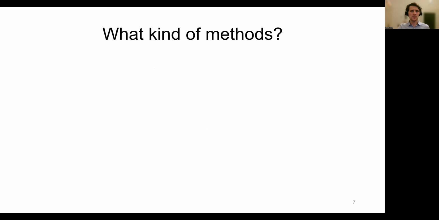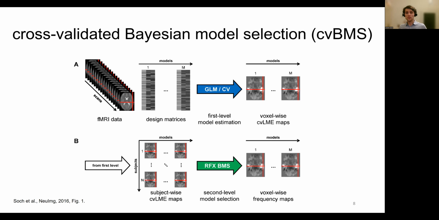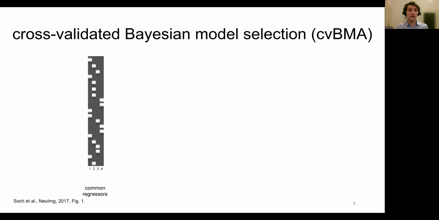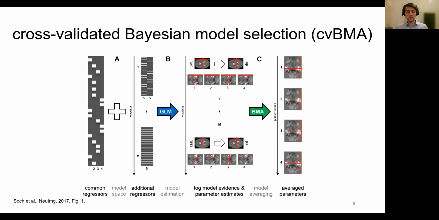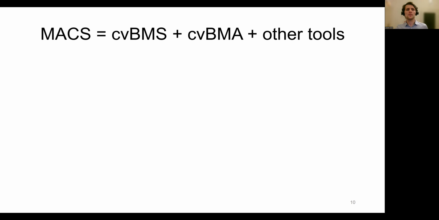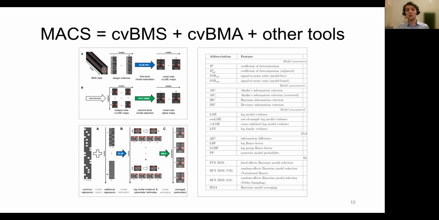Okay, so next, what kind of methods do we apply to those models? In the past, we have developed cross-validated Bayesian model selection, or CVBMS, which allows us to identify voxel-wise optimal models for first-level fMRI data analysis, and cross-validated Bayesian model averaging, or CVBMA, which can improve parameter estimates by combining the information from multiple models according to their likelihood. So in a nutshell, you can say that the MACS toolbox is these two approaches, CVBMS and CVBMA, and a range of other tools, which are shown here on the right.